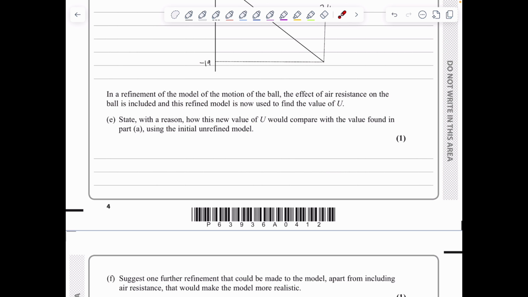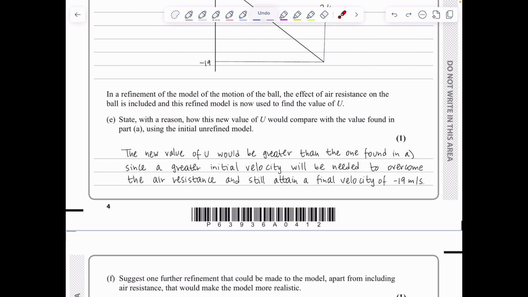So if we take into account the air resistance, then this surely means that we need a greater initial velocity so that we still attain that final velocity of -19. So the new value of U would be greater than the one we found in part A, since we need a greater initial velocity to overcome the air resistance but still end up with a final velocity of -19 meters per second.